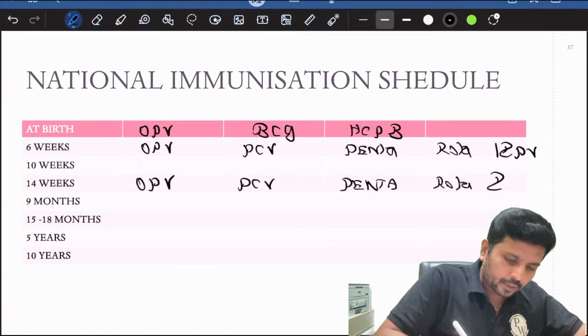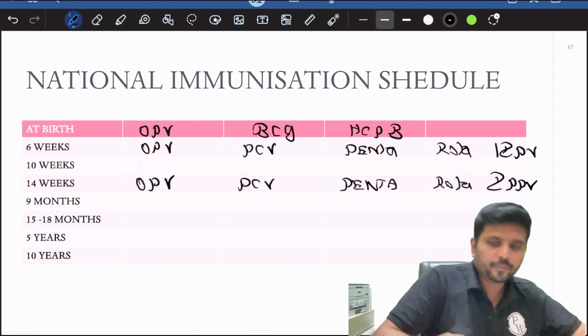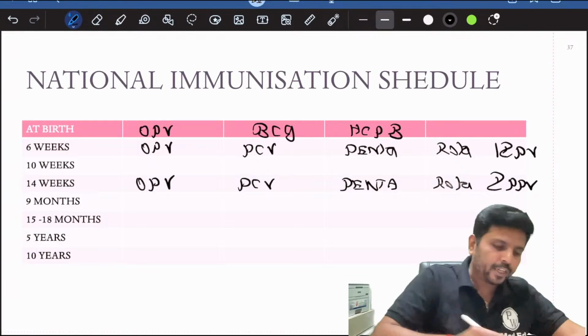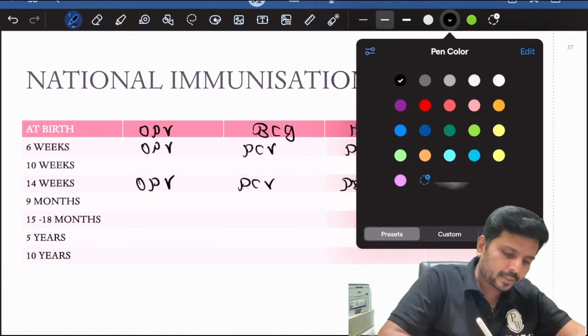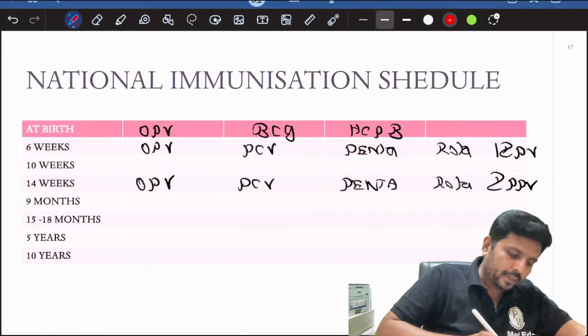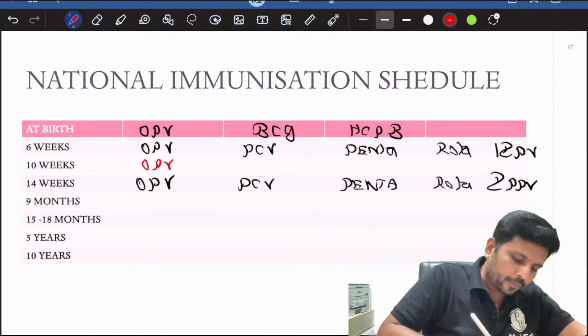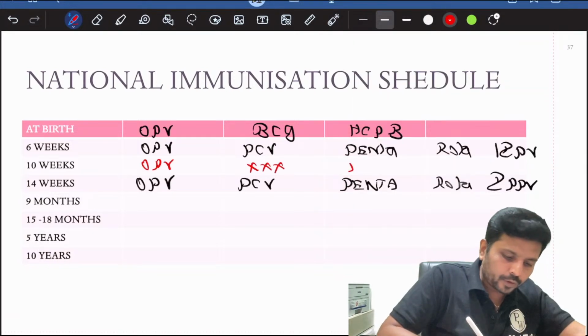Intradermal IPV. These vaccines are given at 6 and 14 weeks, whereas at 10 weeks you will give OPV. There is no PCV.